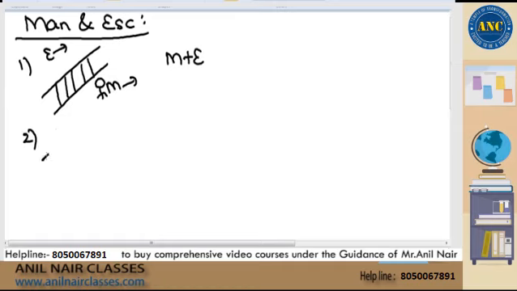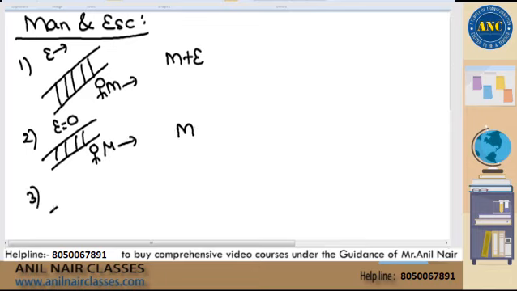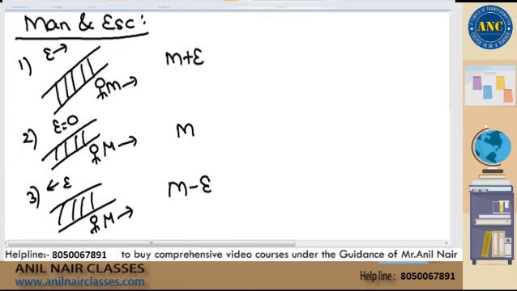Second statement. Escalator is not moving. Escalator is switched off. Speed of escalator is 0. Man alone tries to move up. The speed is M. Third statement. Escalator is moving down. Man is trying to move up, which is slightly a difficult task, but can be done. So speed is M minus E, right? Speed is M minus E. Same numbers as in the previous question.